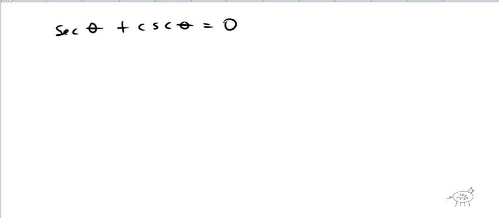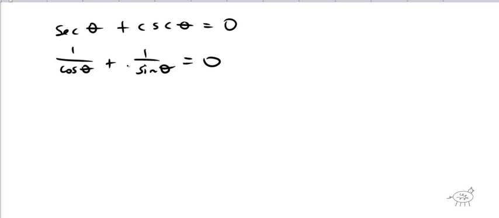So what I would do is change it into sines and cosines. This would be 1 over cosine theta plus 1 over sine of theta, right? And to get a common denominator, you're going to multiply this one by cosine and this one by sine. That's a little messy too. It'll work, but as soon as you start multiplying by stuff, you have to check for extraneous solutions. So maybe you look to see if you can not multiply by something.